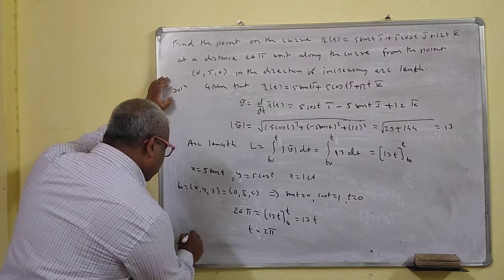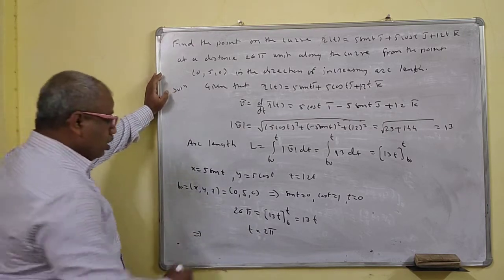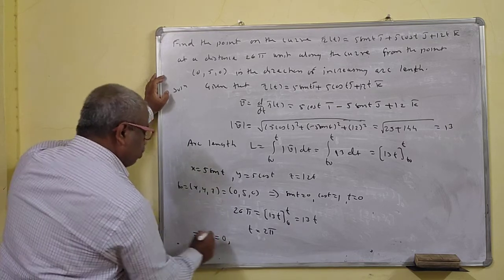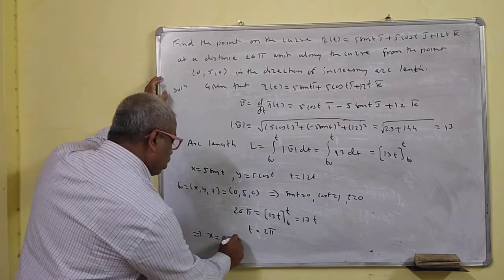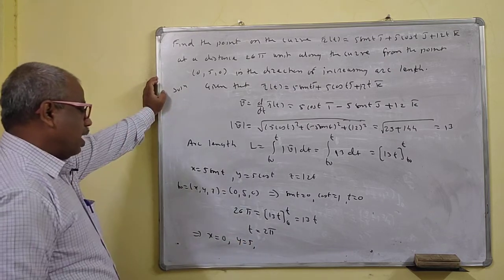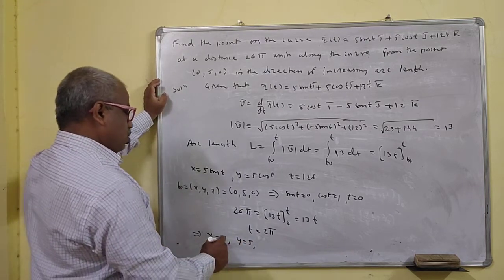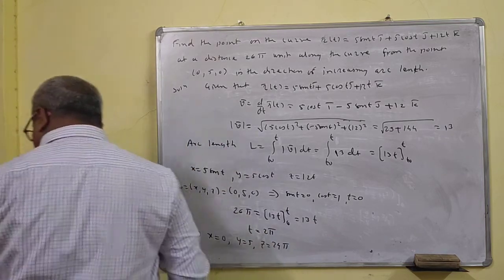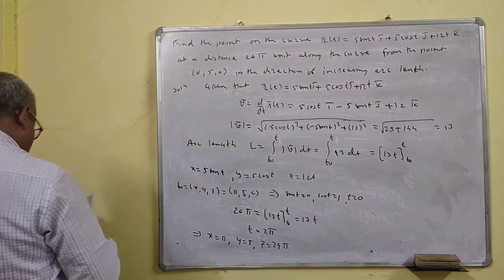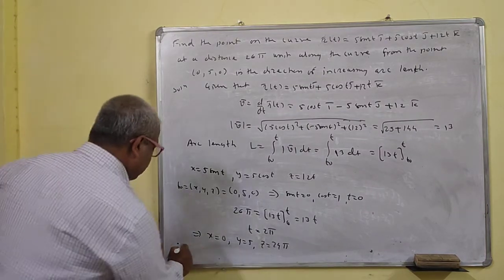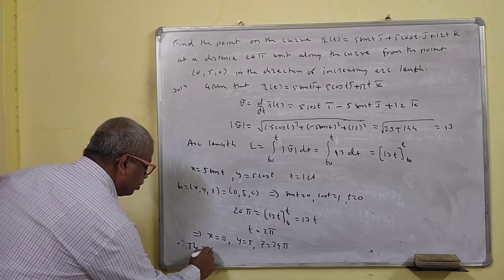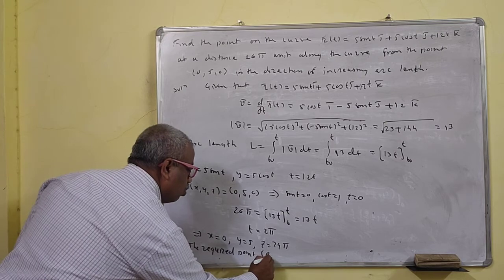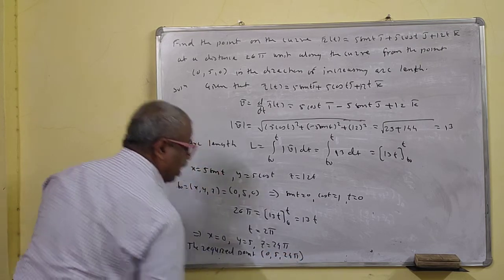So this implies that you have to find a point. So x is equal to sin 2 pi, which is 0. So x is equal to 0. y is equal to 5. And z is equal to 24 pi. Okay. So therefore the required point is (0, 5, 24 pi).